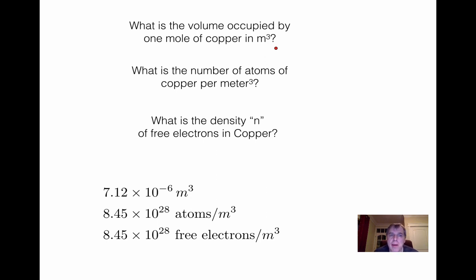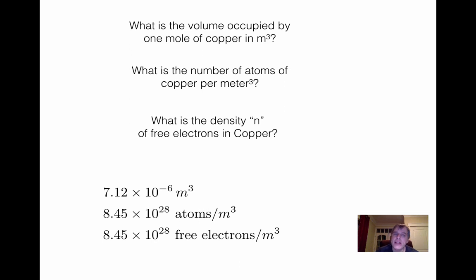So the volume occupied by 1 mole of copper is 7.12 times 10 minus 6 meter cube. The number of atoms of copper per meter cube is 8.45 times 10 to the 28. Sorry, my system is responding very slowly. Okay, so the volume occupied by copper is 7.12 times 10 minus 6 meter cube. There are 8.45 times 10 to the 28 atoms of copper per meter cube.